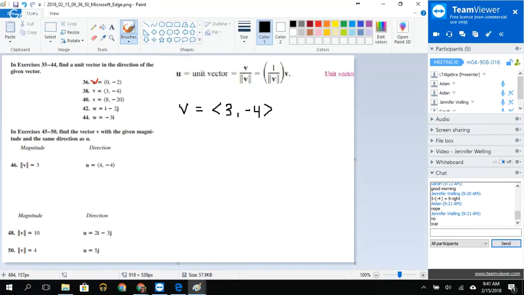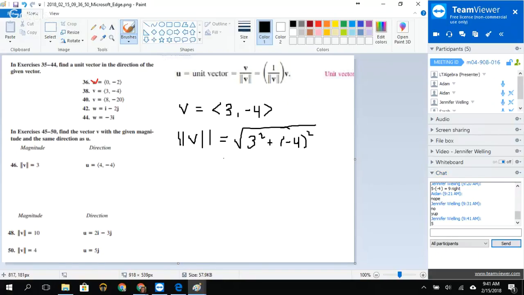All right. So does anyone know what the magnitude or the length of this is going to be right off the bat? Right, we're going to have 3 squared plus -4 squared. It's our good friend Pythagoras coming back again, right? 9 plus 16, 25. So we get that the magnitude of this vector is 5. Yep, Jennifer got it, 5, right?